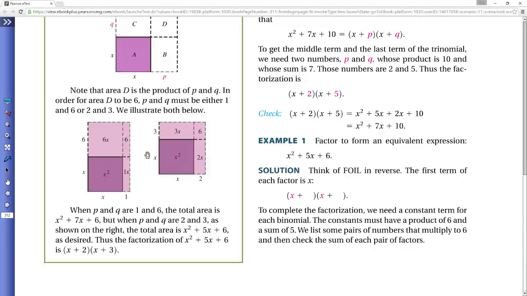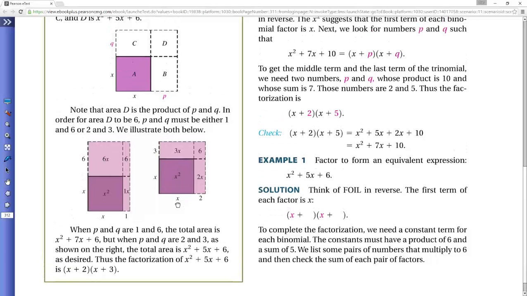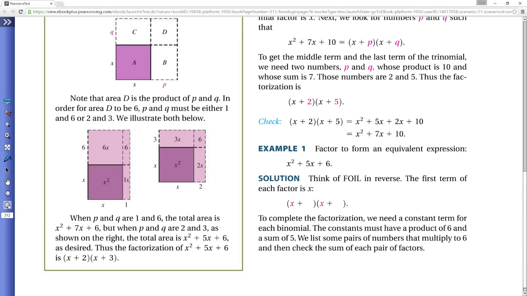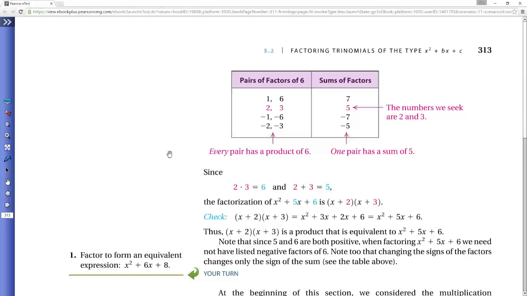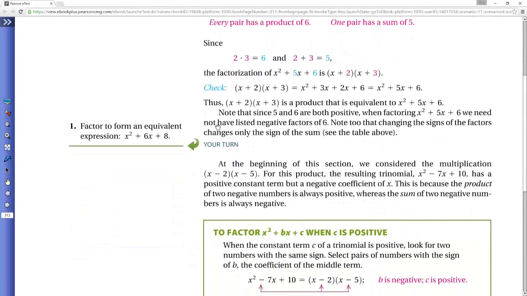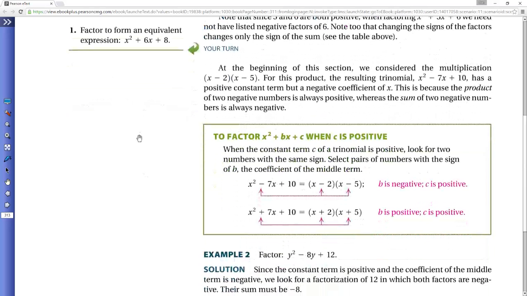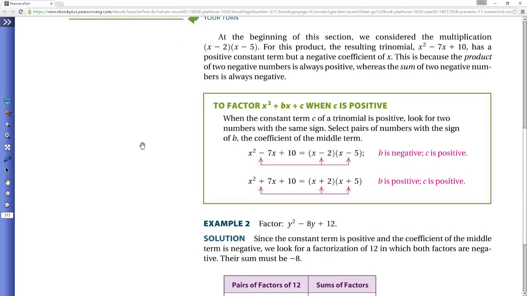Very nice tool to get a visual on what's going on with this multiplication of binomials. This area modeling is a very nice thing to hook into to get a visual. Like if you can draw a picture of a word problem, you always do. Well, we can draw a picture of what's going on with this factoring in a sense, and to check this.